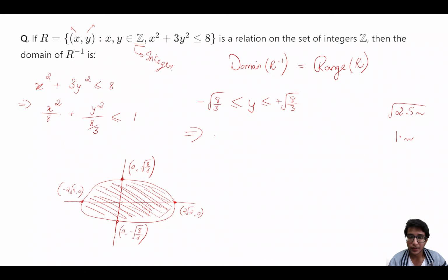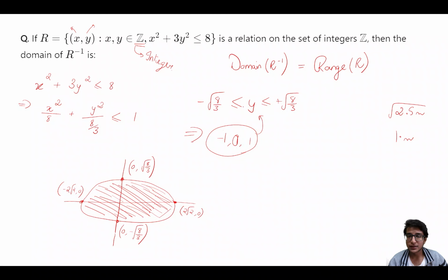So 1 point something. This means if it is 1 point something, then later on for root under 8 by 3, it is also going to be 1 point something. So what would be my range? If I was to take in terms of integers, it would become minus 1, 0 and 1. Because these are the values that would satisfy this equation.